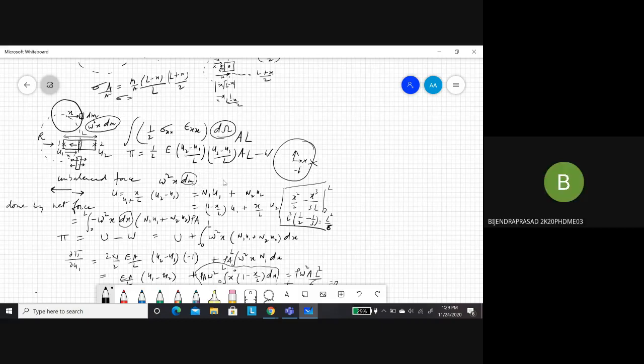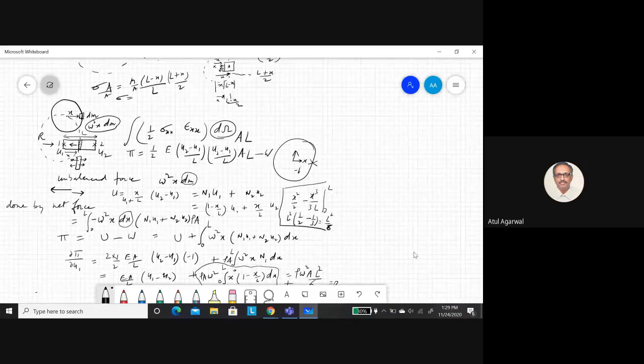Sir, when we calculated this work done by net force, that negative, should we take that negative sign to the calculation in pi value, or we should take the absolute value, sir? That could solve the problem, sir.